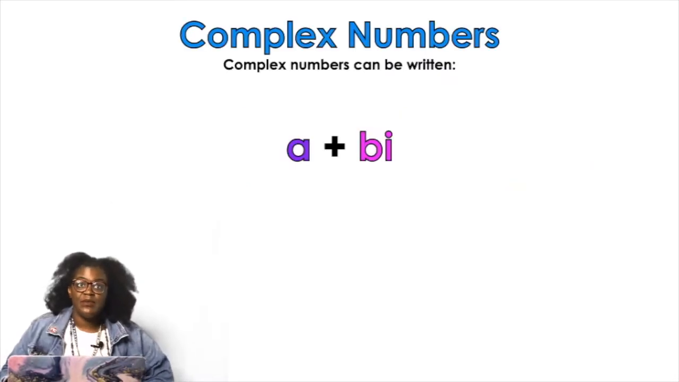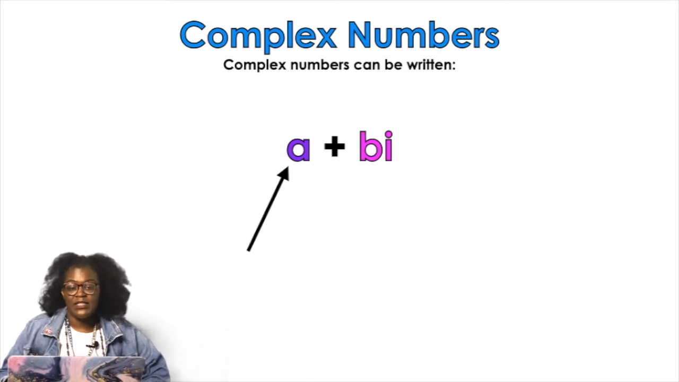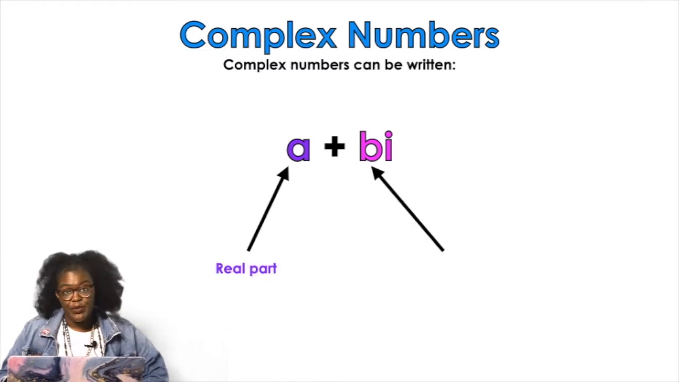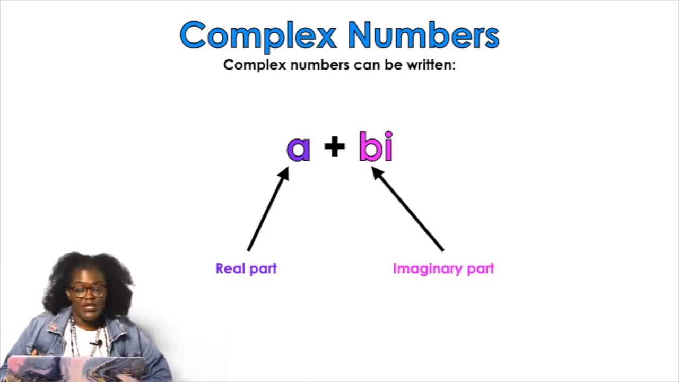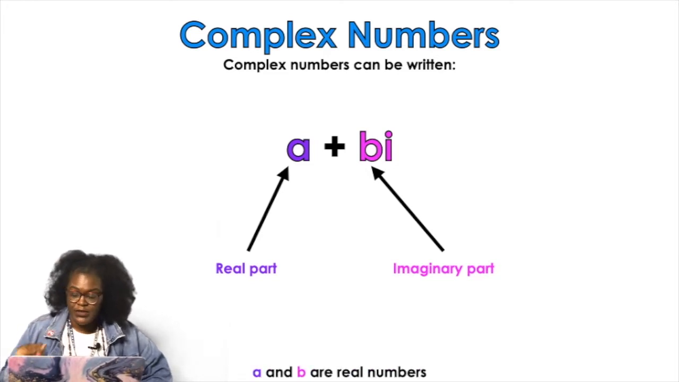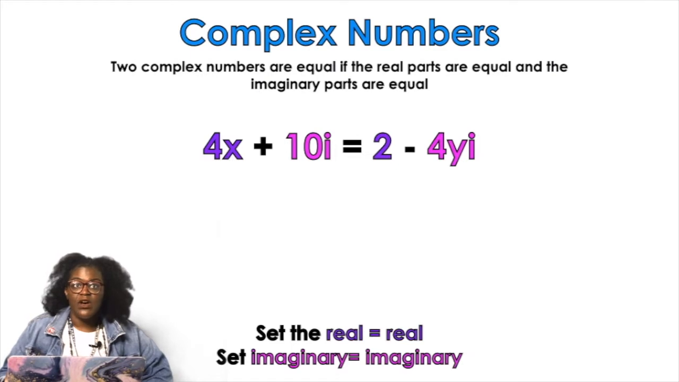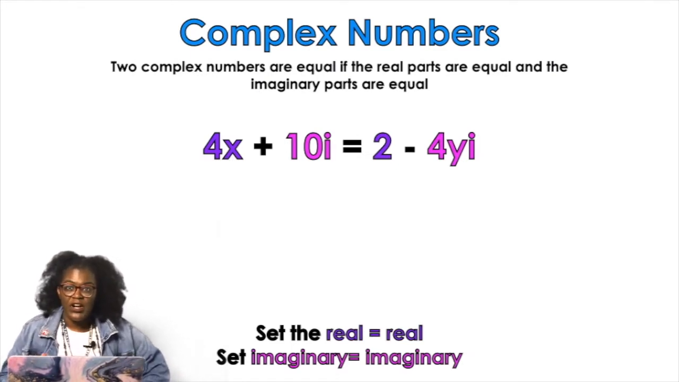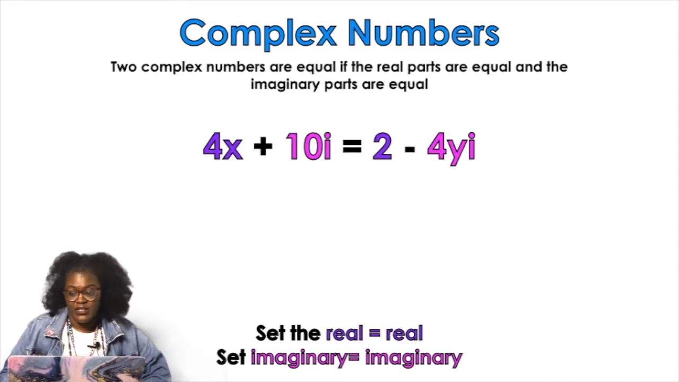Okay, so complex numbers can be written as a plus bi, right? So you have the real part, which is a, and then b, which represents the imaginary part. Okay, a and b are real numbers. So if I have two complex numbers and they are equal, the real parts are equal and the imaginary parts are equal, right?